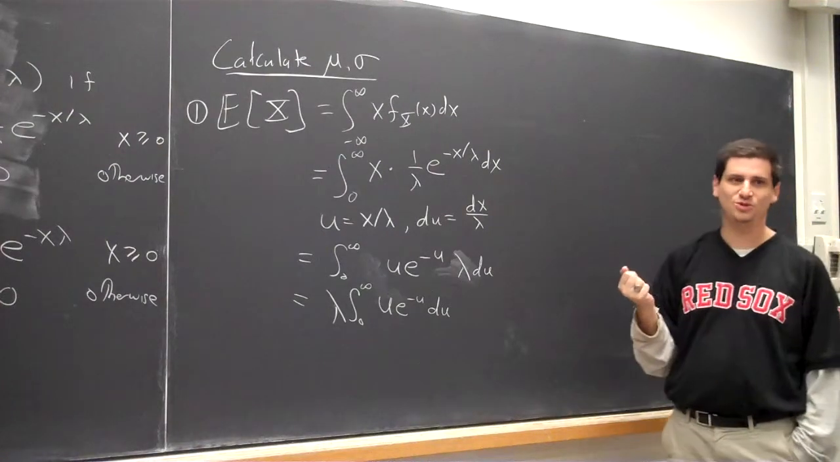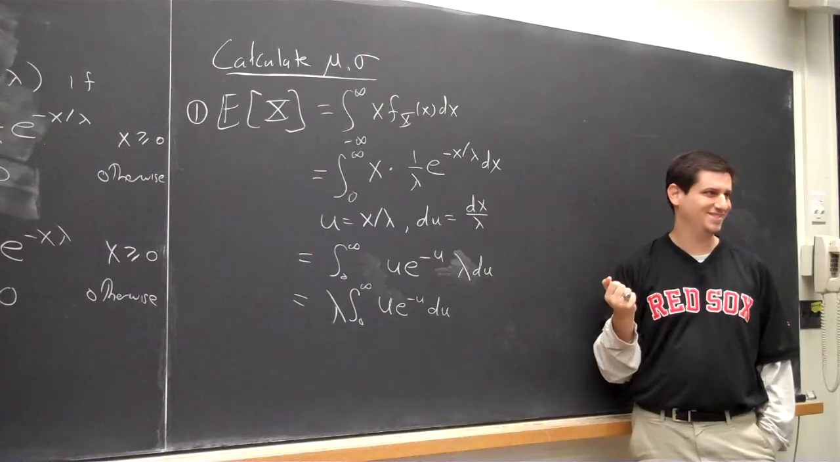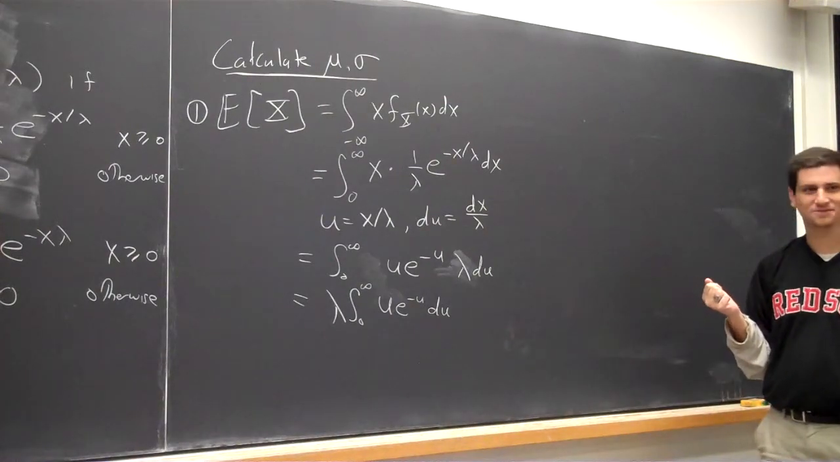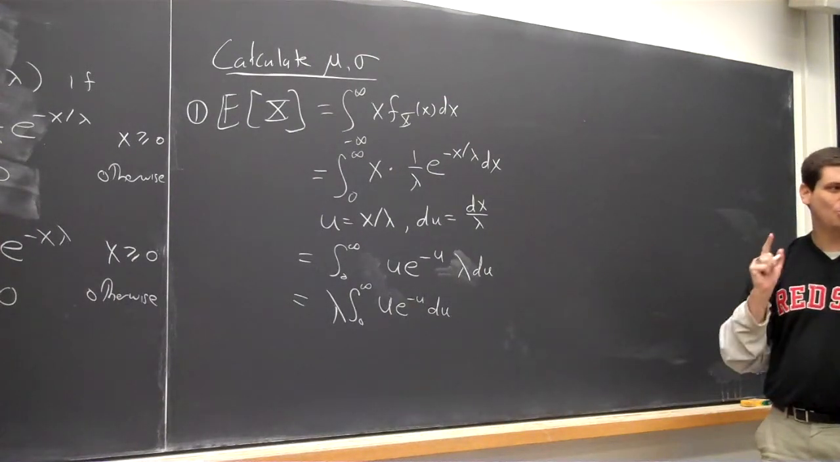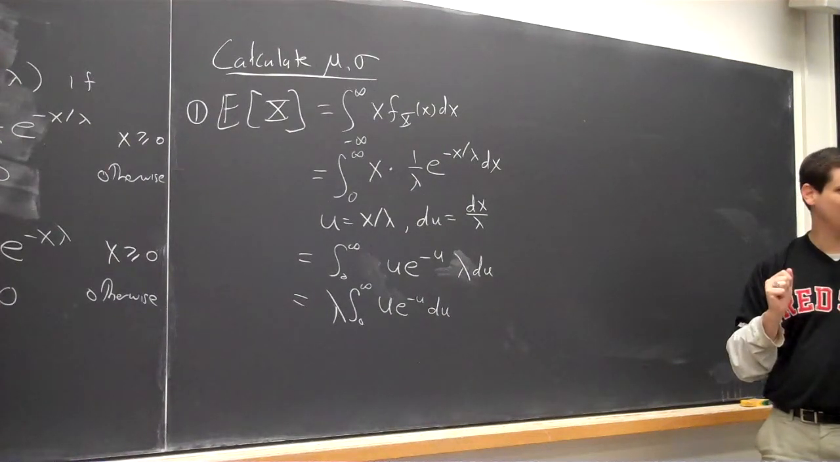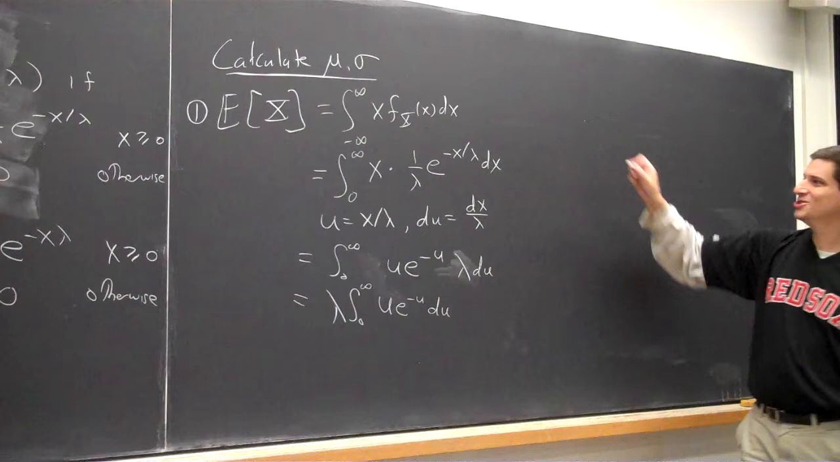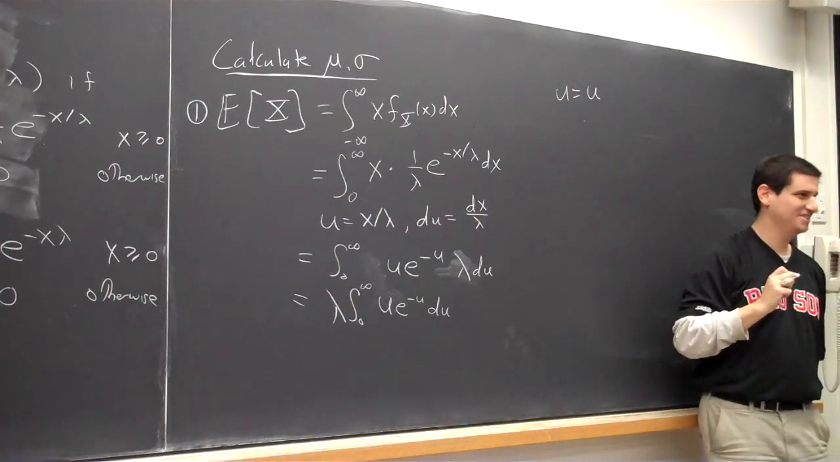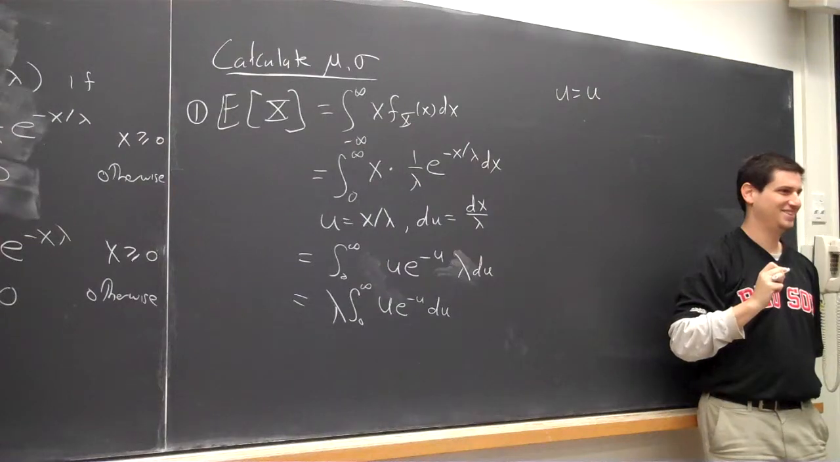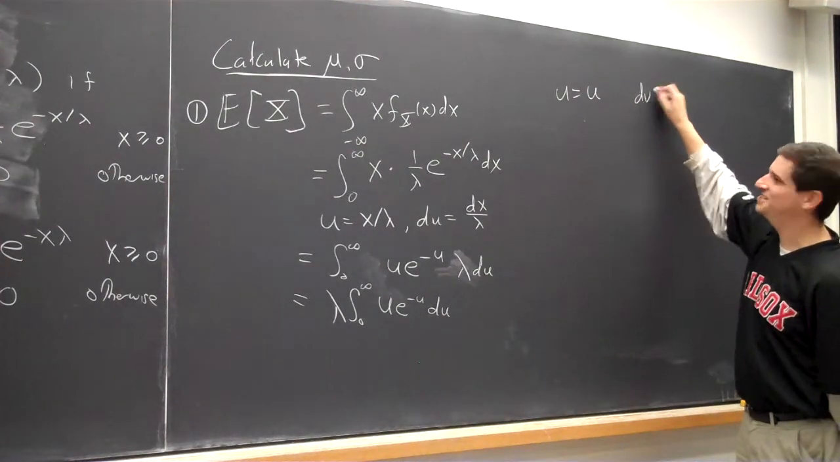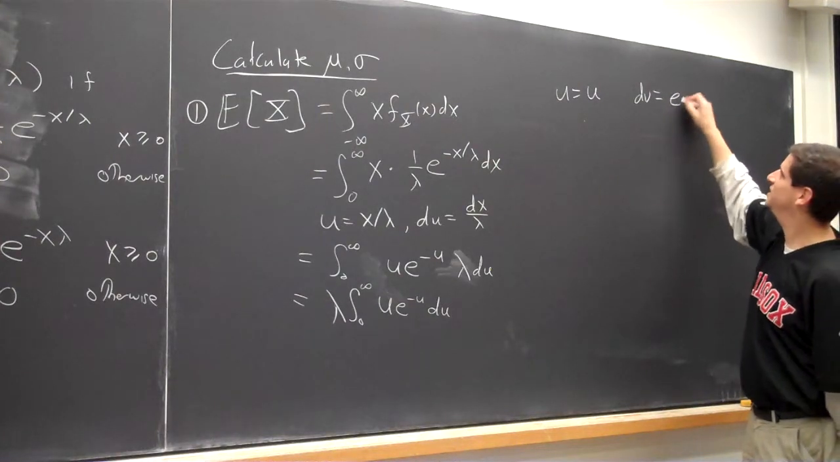What letter would you like to use when you normally do integration by parts? U, V and W, F and G. We're actually lucky here. What would you want u to be when you integrate by parts? U. So we're actually lucky. Okay, u equals u. So du is du, and then dv is going to be e to the minus u du.